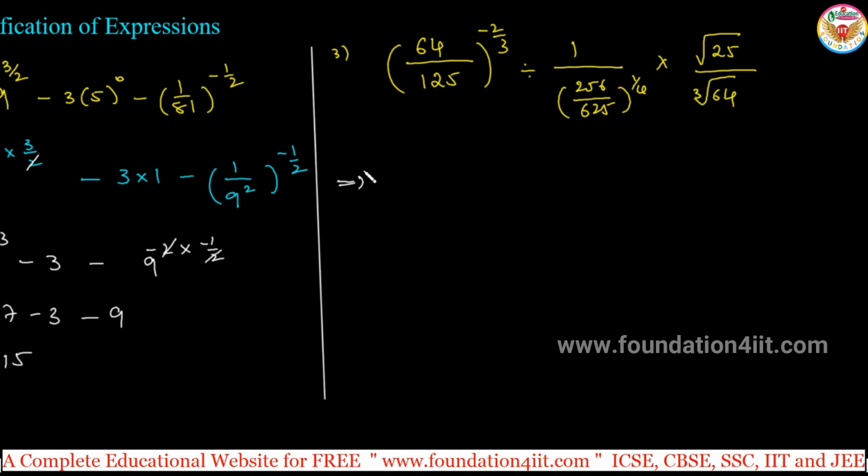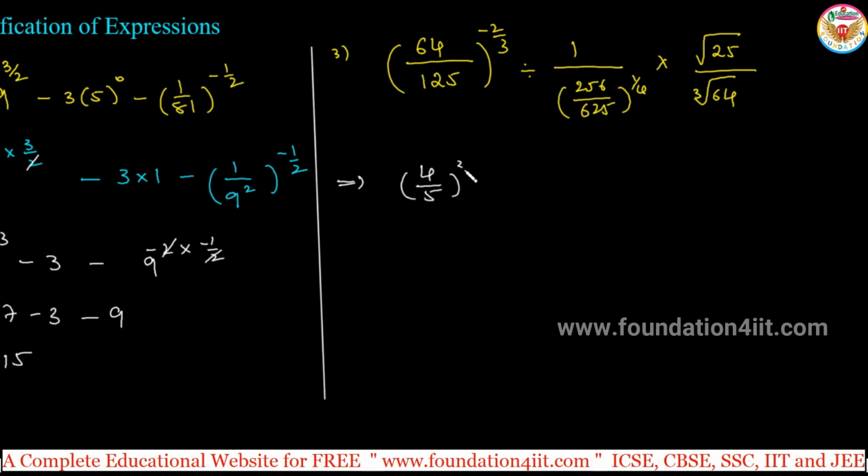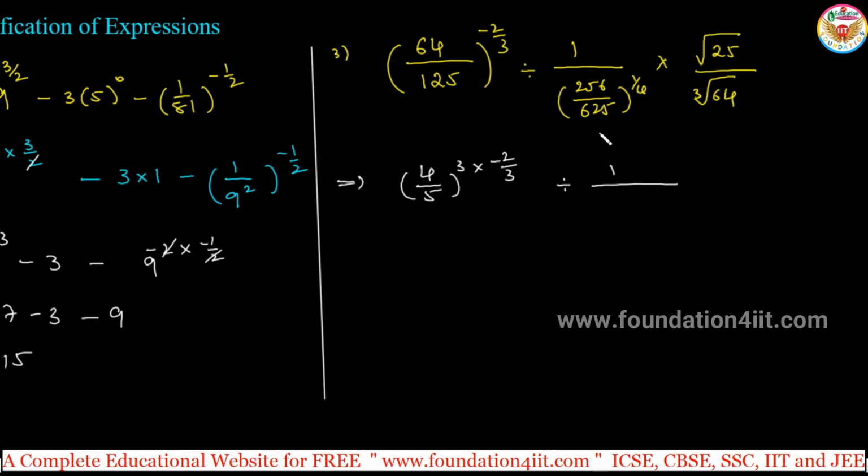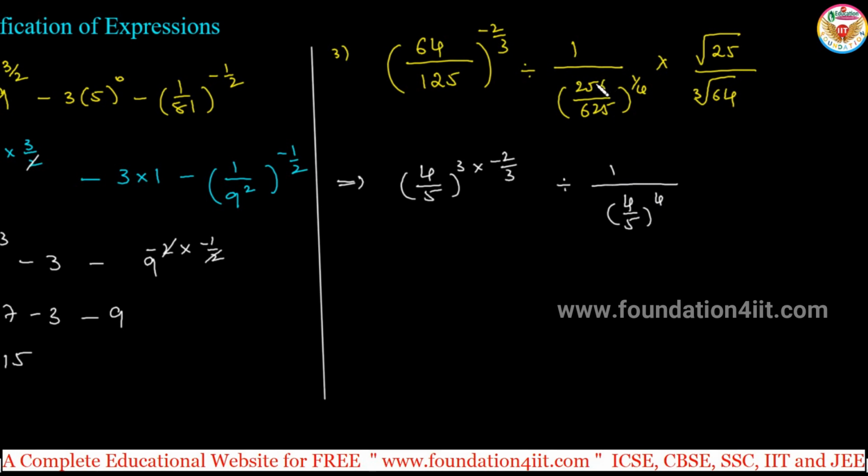So in this question, first simplify within the bracket, 64 by 125, where the power has denominator 3. 64 is 4 cube and 125 is 5 cube, so we can write (4/5) whole cubed, to the power again minus 2/3, divided by 1 divided by, first simplify 256 and 625. That is 4 to the power 4 and 5 to the power 4, so we can write (4/5) to the power 4, that is 256 by 625.